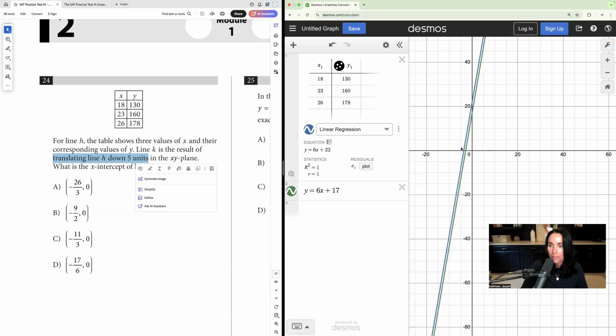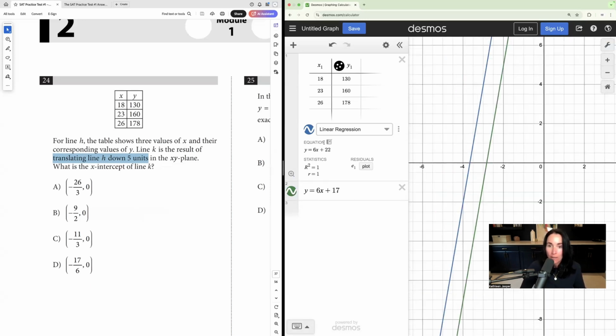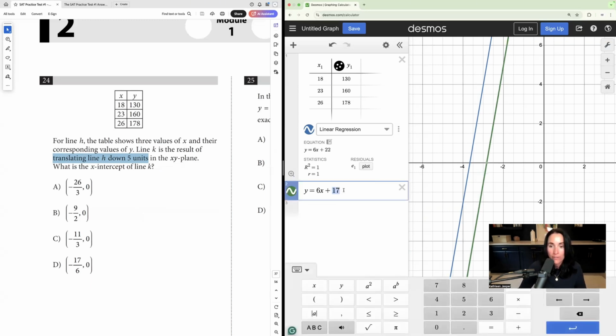Now I'm going to zoom in so I can get some space between these lines. And notice my new line is in green. So this blue line is going to be line H. That's the original line. And the green line now is line K, which is the result of moving it down 5.